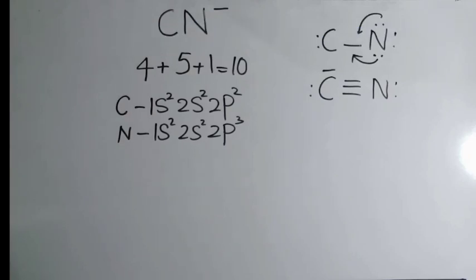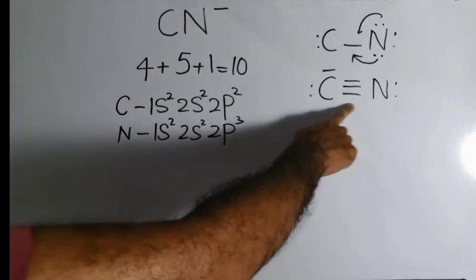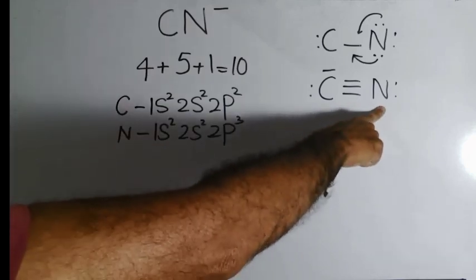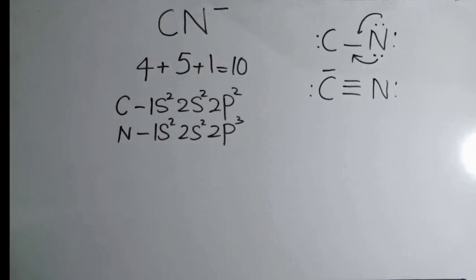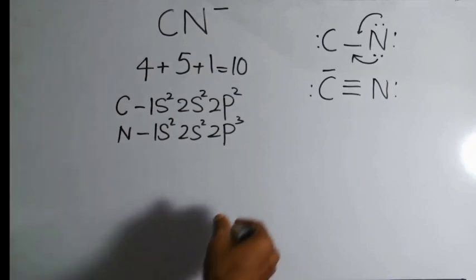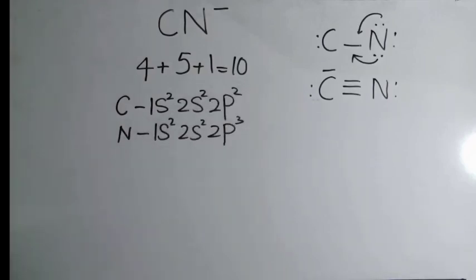Now let us talk about the oxidation number. For carbon, the most stable oxidation number is plus 4, because nitrogen is more electronegative than carbon. So carbon feels it loses 3 electrons, because this electron cloud is attracted by the nitrogen atom. So it gains a plus 3 charge.